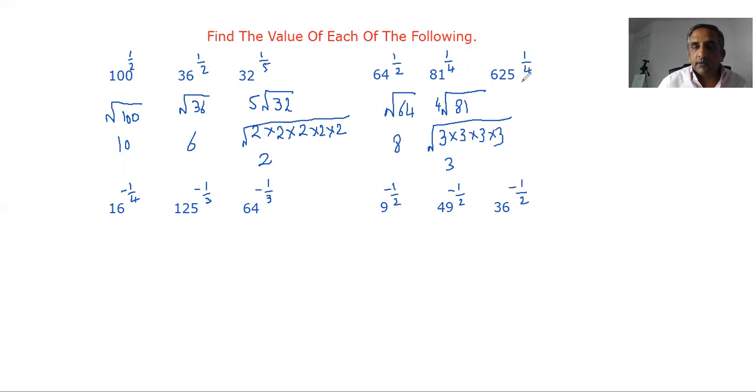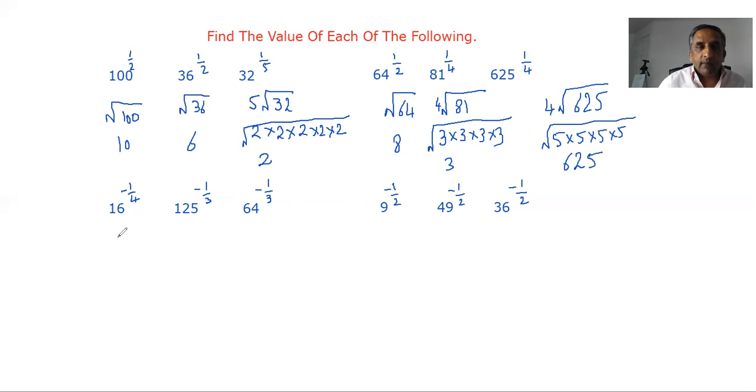And the last one is fourth root of 625. So this way we can write like this. It means we have to find a number which, when you multiply the same number 4 times, you get 625, right? That number is 5, because 5 times 5 times 5 times 5. 5 times 5 is 25, 25 times 5 is 125, and 125 times 5 is 625. So your answer will be 5.